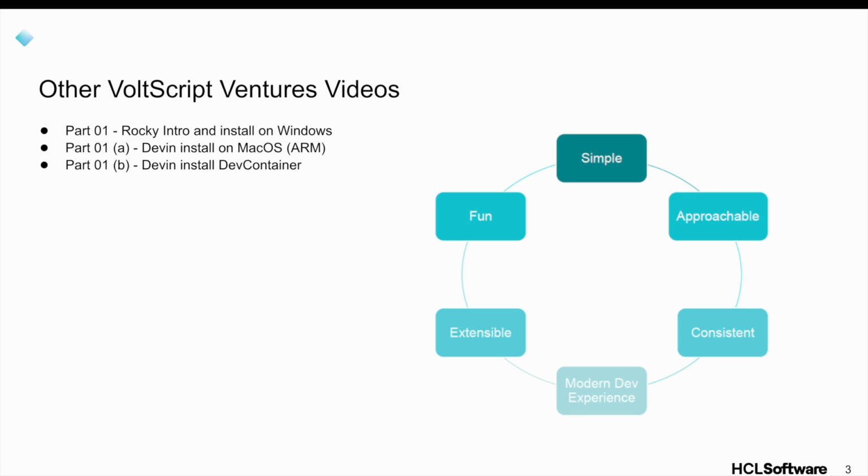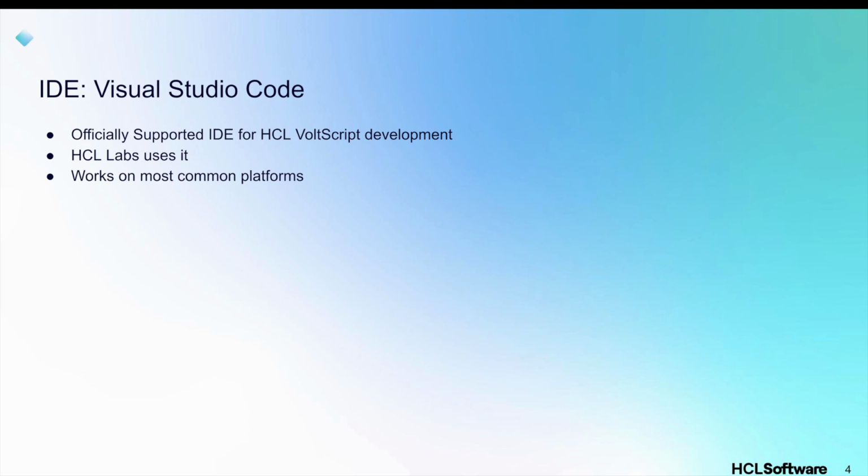But first, let me talk about some other videos in this series. You might want to check them out. Part 01 is Rocky Oliver does an introduction and an install of VoltScript on Windows. Part 01 Sub A, I do an install on Mac OS for ARM Mac. And Part 01 Sub B, that's this one, I'm going to go through installing in a dev container.